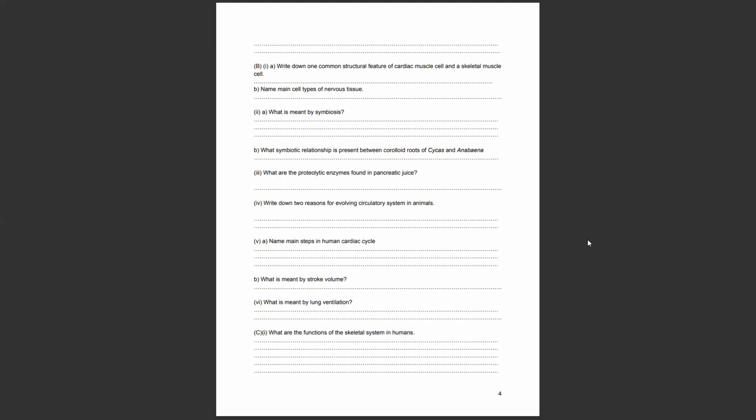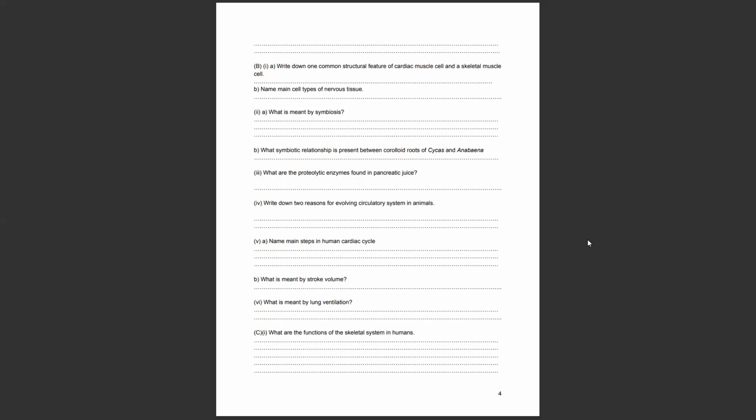Next one. Roman number 5, part A. Name the main steps in human cardiac cycle. There are 3 steps. Atrial systole, ventricular systole, complete cardiac diastole. Give 3 marks.